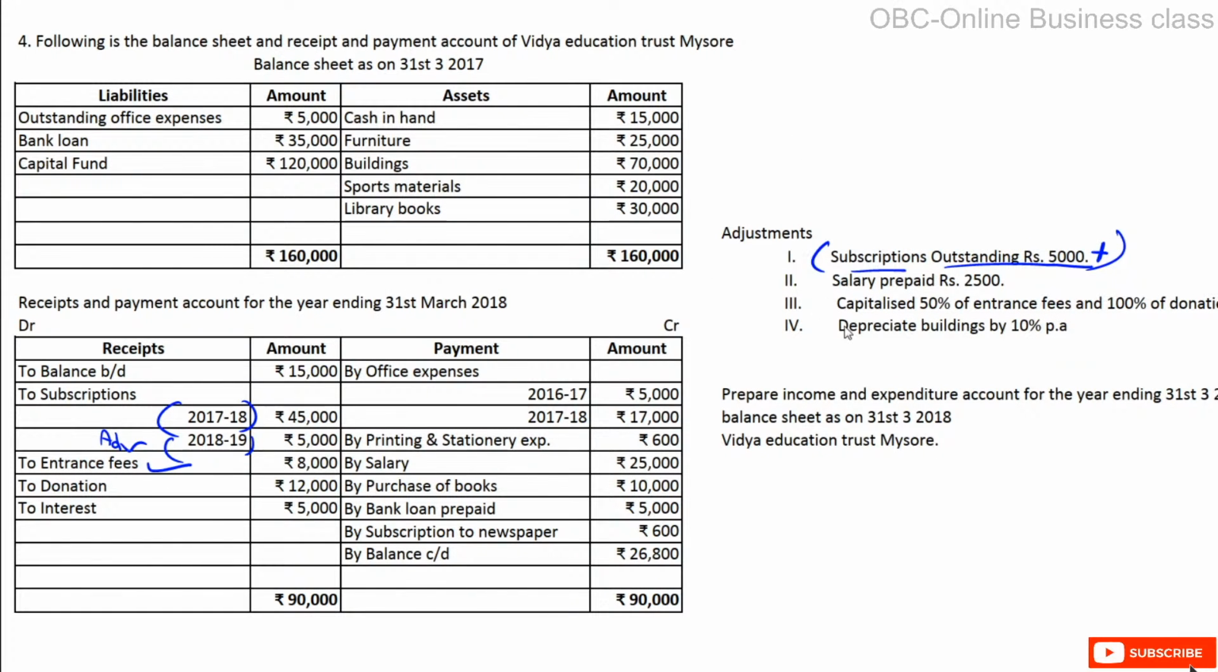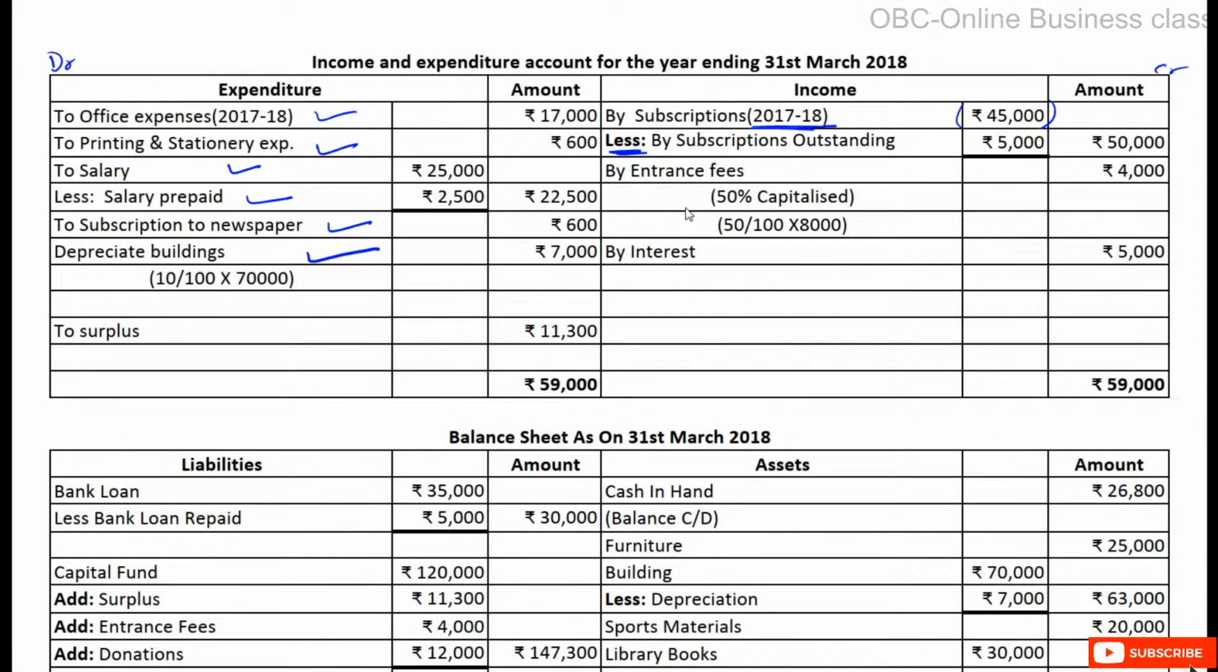Next, we have entrance fees, 8,000 rupees. Check whether we have an adjustment regarding the entrance fees. Yes, we already went through the adjustment saying that 50% of entrance fees is capitalized. So you should only consider half of the 8,000. So half of the 8,000 means, come back to the income and expenditure account of the current year. By entrance fees, 50% capitalized, 50 into 100 of 8,000, or 1 by 2 into 8,000. Both are the same. Just write the amount, that is half of 8,000, which is 4,000. Just write 4,000 here. So by entrance fees is over now.